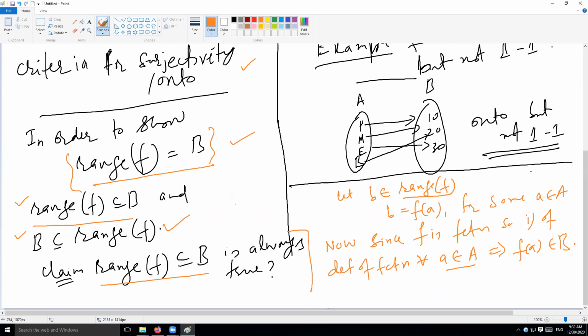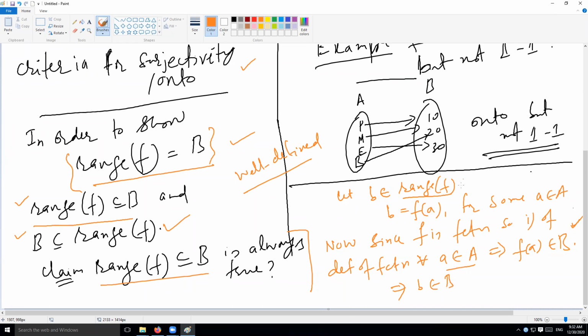You remember when we discussed how to prove a function is well defined? This was really the first condition: the function is well defined if for every a, the output of a must be in the codomain. Since f is a function, this must be true. And if it is true, then a is from A and b is equal to f of a, and f of a belongs to B. So b belongs to B.